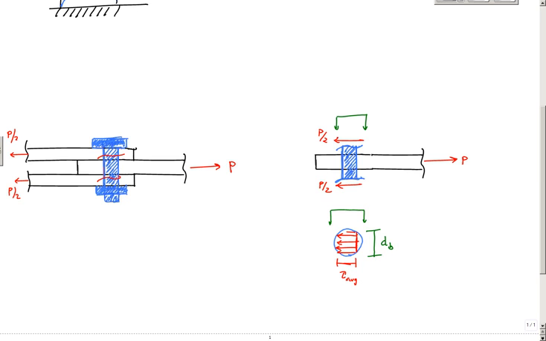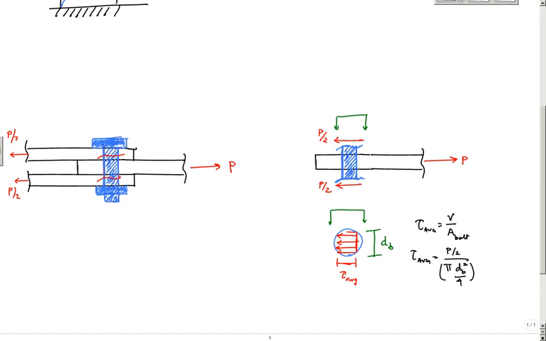And if I want to calculate the average shear stress, tau average, I'm going to take the shear force on my bolt divided by the cross-sectional area of the bolt right here, which in this case would be P over 2 divided by the area of the bolt, which would be pi dB squared over 4. Okay, right here, tau average.